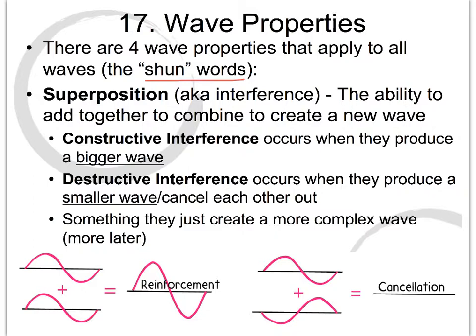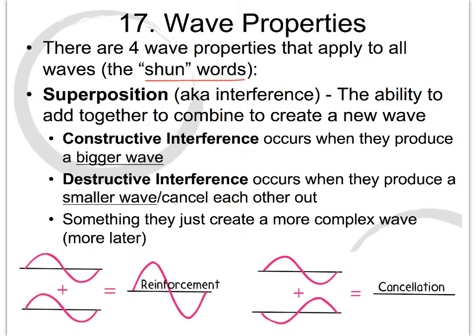Destructive interference occurs when the opposite happens, when a crest aligns with a trough and vice versa. Those two waves then combine to cancel each other out or to just create a smaller wave. All right, so that's going to be destructive interference. We also have the option that the waves just create a more complex wave, and we'll talk a little bit more about that later. So that's superposition.